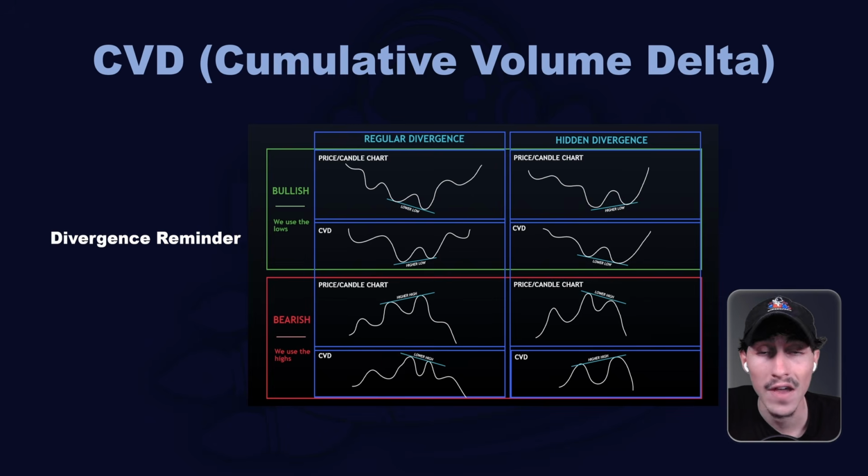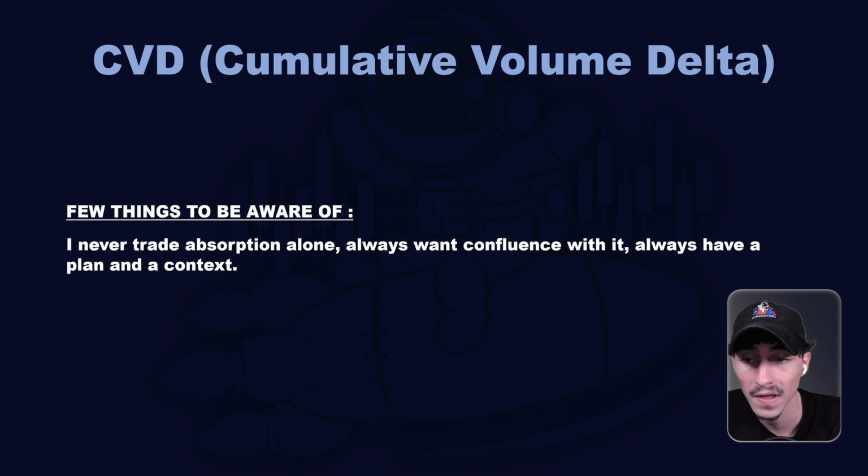Here is a quick divergence reminder. I'll let you pause the video so you can take the necessary time to read all of this. Here are a few things to be aware of when trading absorption. Personally, I never trade absorption alone. I always want confluence with it. And it's also very important to understand you always have to get a plan and a context.